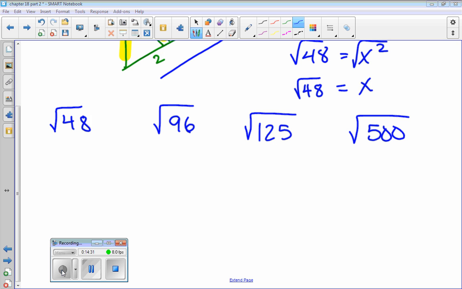And you guys hopefully found all of these. I think this one was 5 radical 5, 10 radical 5. Remind me. Jason, do you remember what 48 was?